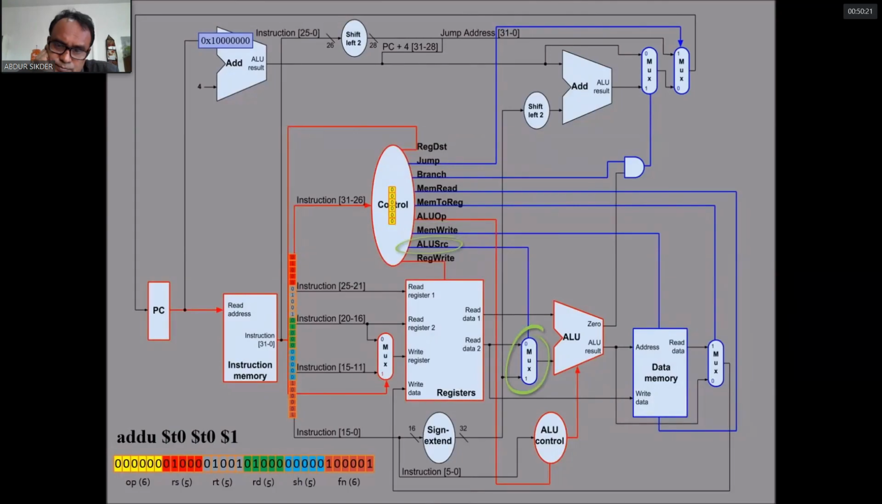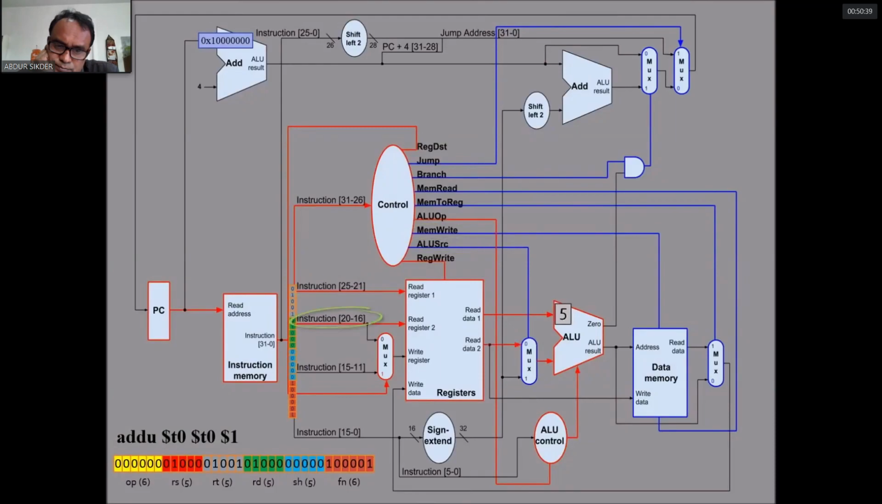The next part of the instruction, bits 25 through 21, indicate which register's data will be read and used as the first argument passed to the ALU. For this walkthrough, we will say that there is a 5 stored in this register.